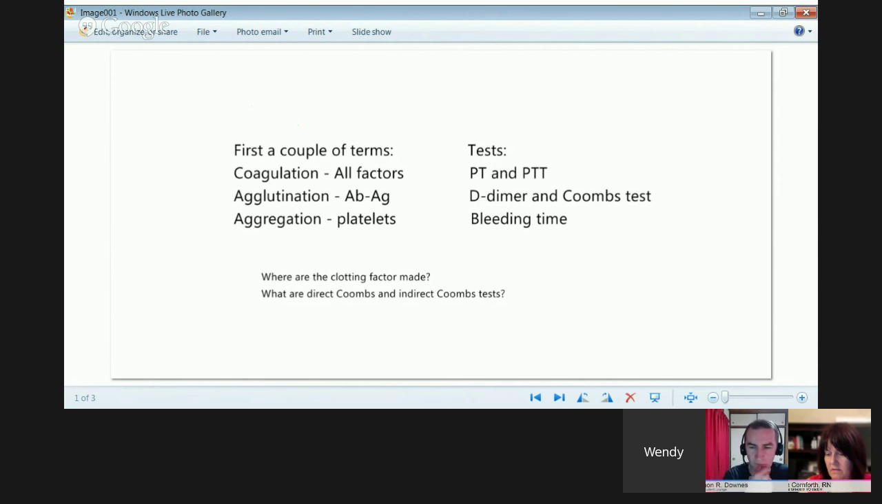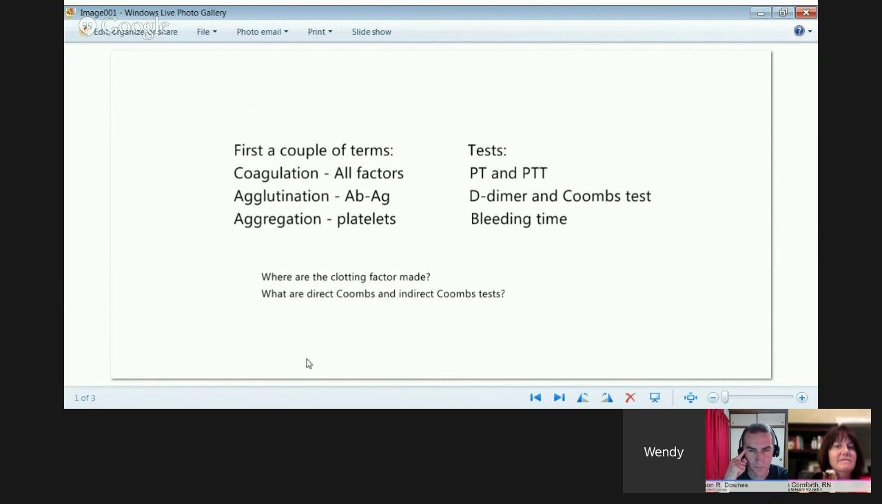I'll go through a diagram about it, but that's important to know because if you want to know if there's a liver problem, you can check the factors and see where those factors are. But if you check, for example, factor 8, that's not going to be a great one to choose to see if the liver is indeed having problems.